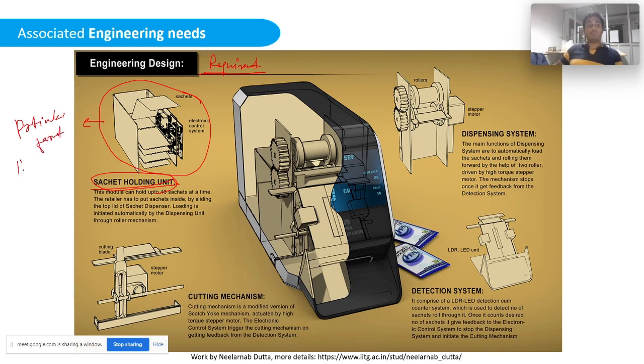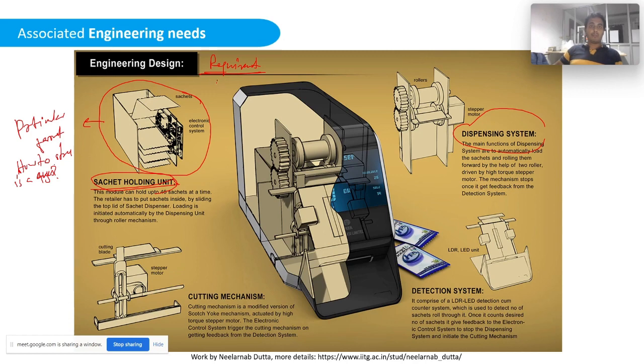So how to store is a question, and how to feed to some sort of dispensing mechanism. As an engineering design requirement, an engineering designer comes up with these particular requirements.